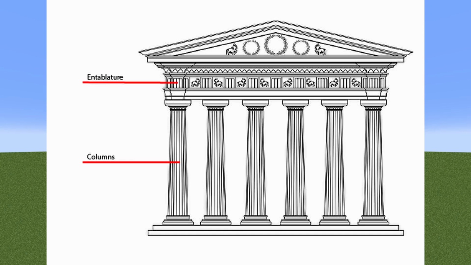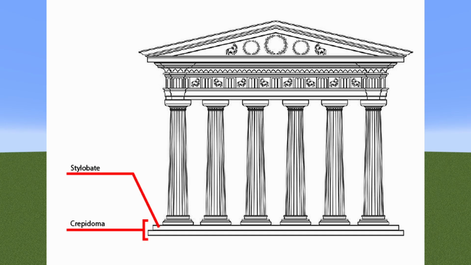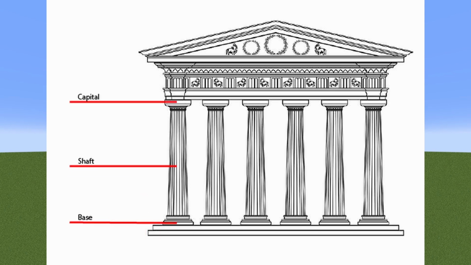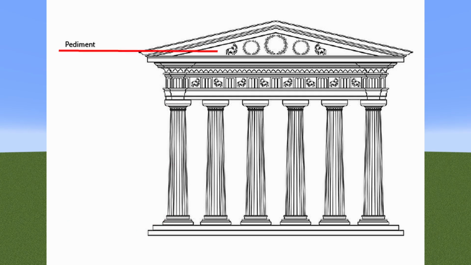We have our columns and our entablature. The stepped base is called a crepidoma, with the top step supporting the columns being called the stylobate. The column is separated into three main parts: the base, the shaft, and the capital. And to top everything off, the triangular piece holding up the roof is called the pediment.